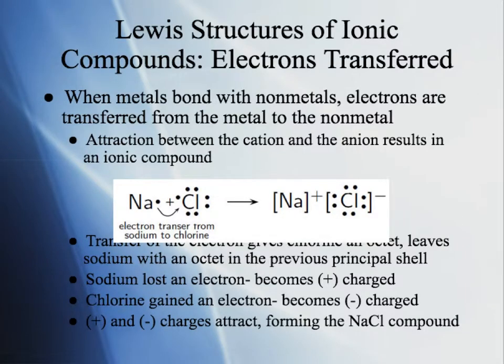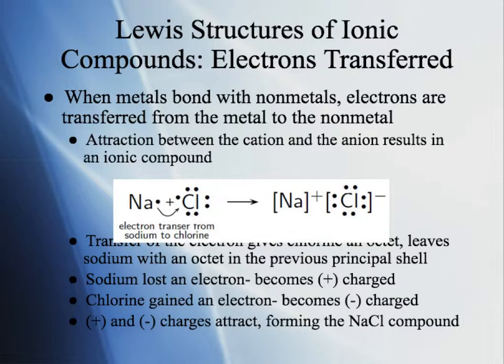All right, let's first talk about Lewis dot structures in terms of metals bonding with nonmetals. So these are ionic bonds in which a metal atom is going to lose, give up, or transfer its valence electrons to a nonmetal. The metal atom is going to become a positive charge, and the nonmetal atom is going to become a negative charge. And the attraction between the positive ion and the negative ion is going to result in an ionic compound, right? So that's a definition of an ionic compound.